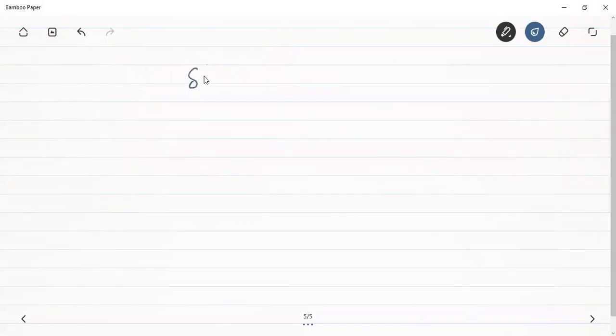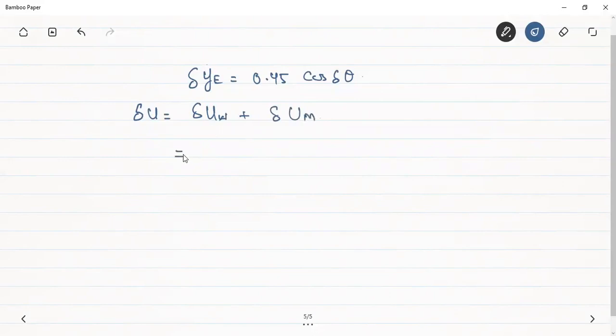What was this? Delta YE, isn't it? This was 0.45 cos theta delta theta. So virtual work will be equal to delta U of weight and delta U of moment. This weight was acting in which direction? Downwards, and the displacement is in the upward direction. Therefore, this work has to be negative. Plus, moment is in the anti-clockwise direction, and the rotation is also assumed to be in the anti-clockwise direction. So this will be equal to 0.